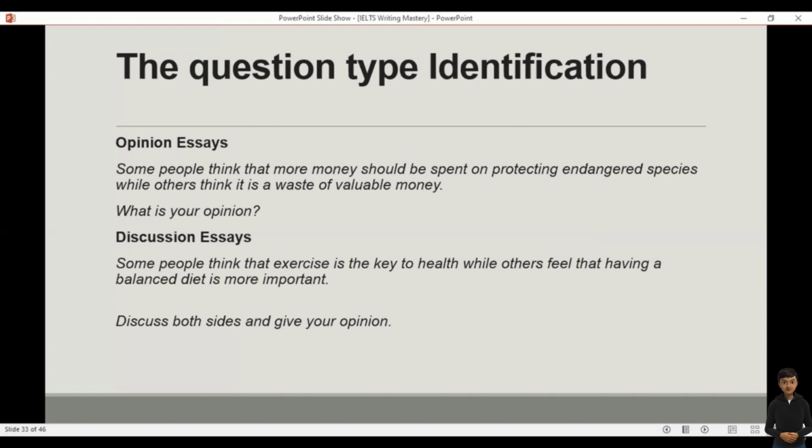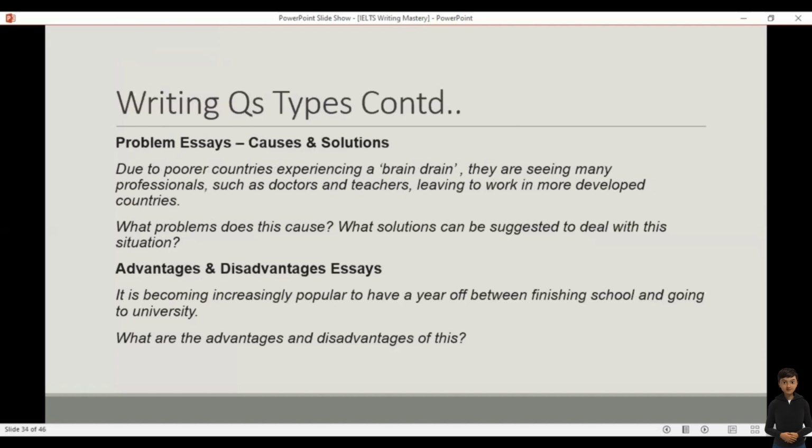Number 2, we have the discussion essay. Some people think that exercise is the key to health, while others feel that having a balanced diet is more important. Discuss both sides and give your opinion. So this is the discussion essay, because here you are going to discuss both the viewpoints, and also you are supposed to give your own personal opinion.